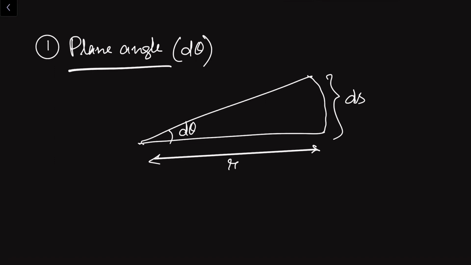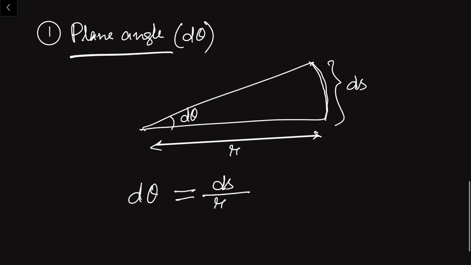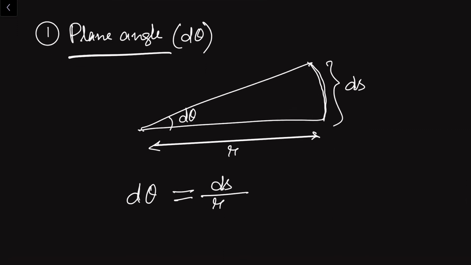As per the definition, the plane angle d theta is equal to ds by r. This ds is the length of the arc. Here you can see this is the arc, and the length of this arc is small ds. This arc length is divided by the radius of the angle. So this plane angle d theta is the measurement.